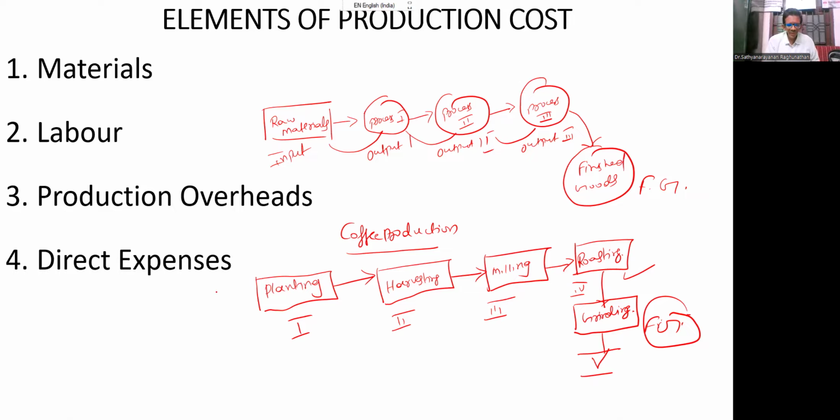At the stage of planting, how much cost have you incurred? At the stage of harvesting, how much cost have you incurred? At the stage of milling? Roasting, grinding? Stage by stage, you have to find how much cost you have incurred at each stage. This is the concept of process costing.